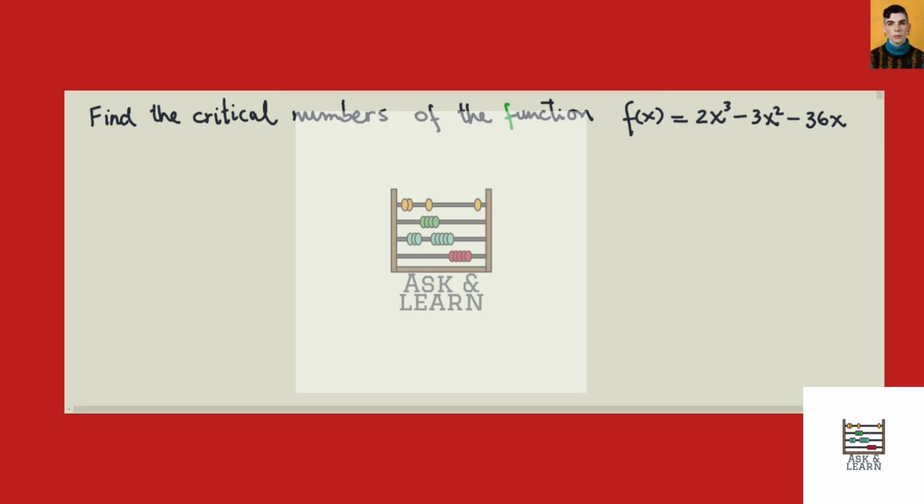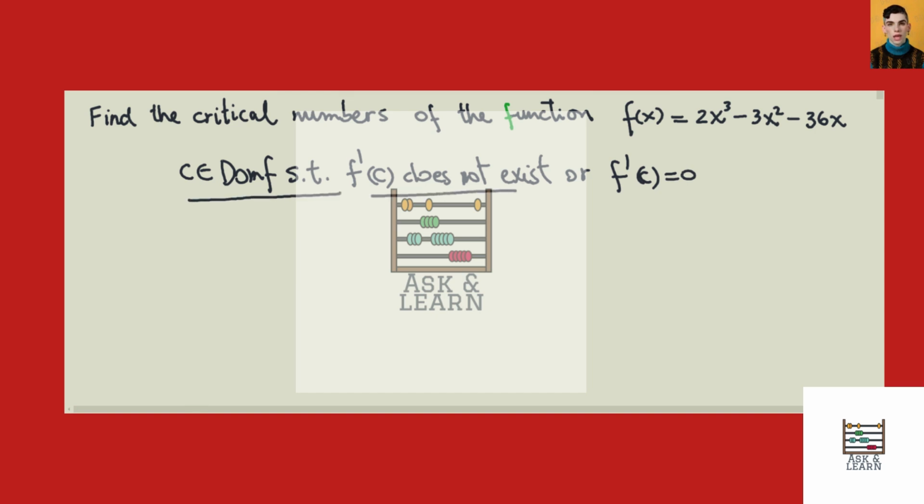We will find the critical numbers of the function f of x equals 2x cubed minus 3x squared minus 36x. So we remember that the numbers c in the domain of the given function, such that the derivative at that point does not exist or exists and is equal to 0, are called the critical numbers. So numbers in the domain of the function where the derivative does not exist or exists and is equal to 0. So this is our definition here.